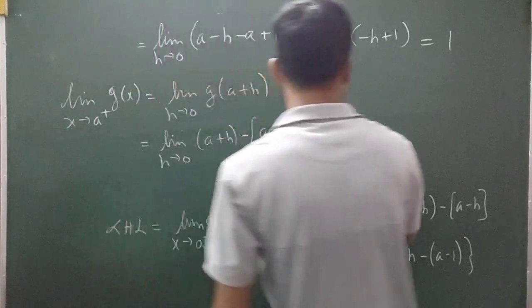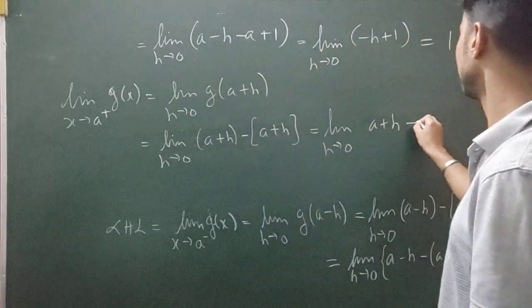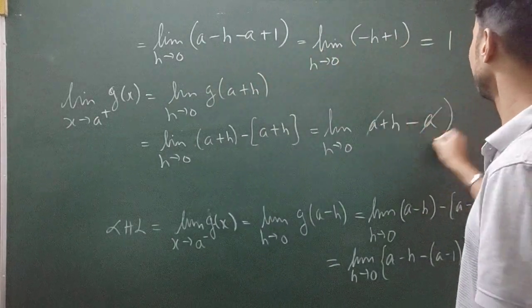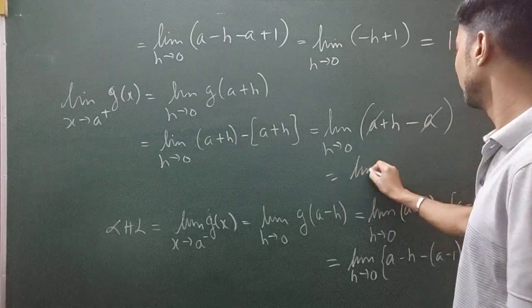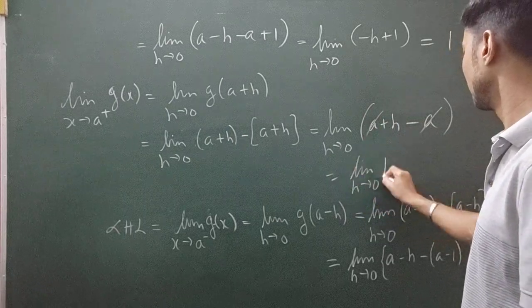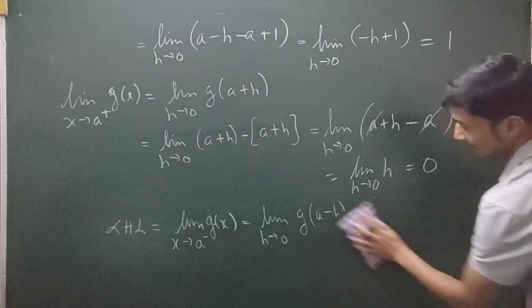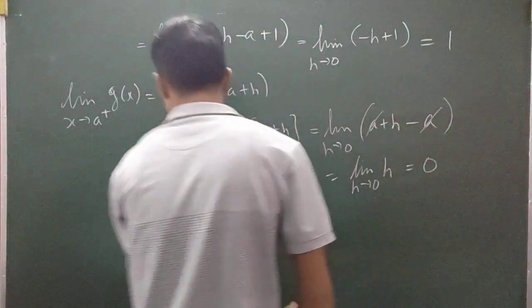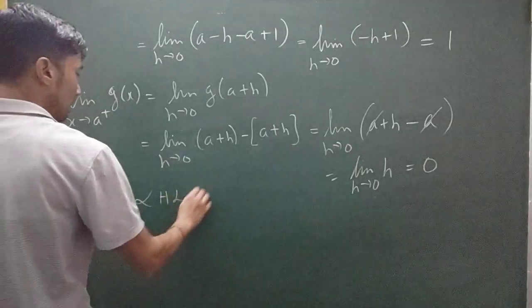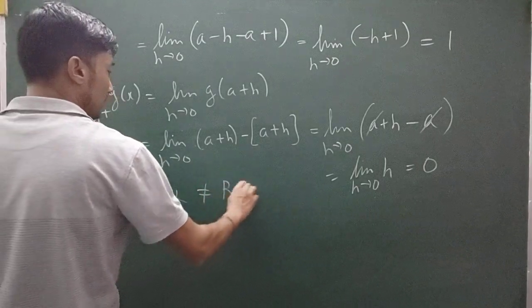Limit as h tends to 0, this would be a plus h. For this, of course, would be a. So a cancels. We have the limiting value as h tends to 0. So that would be how much? 0. So now you can clearly see that the left hand limit and the right hand limit are not equal. So the left hand limit and the right hand limit definitely are not equal.